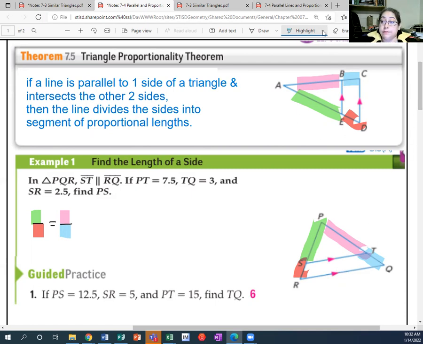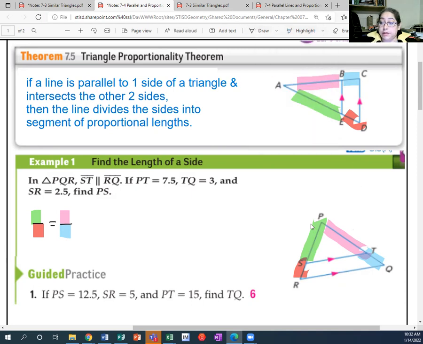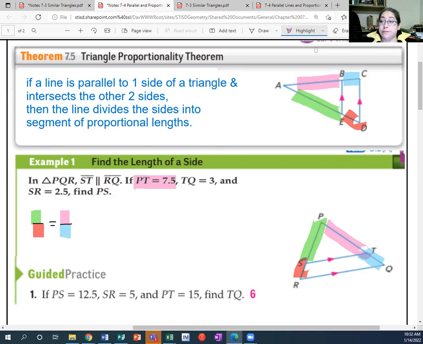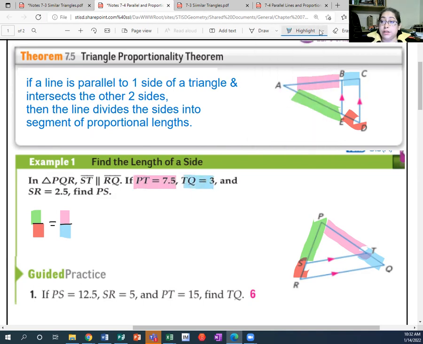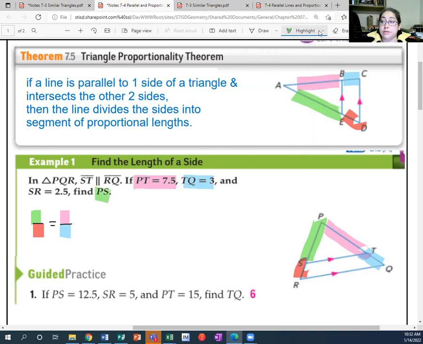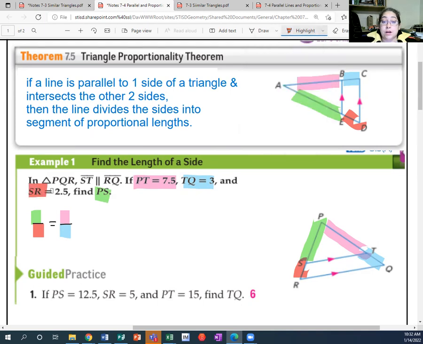All right, highlighting. PT right here. I have information for PT. PT is pink. TQ is blue. There's the information for TQ. PS is green. That's what I've been trying to find. That's probably going to be my variable. And SR is red. There's information for SR. Awesome. I know where to fill things in, so I'm going to fill stuff in.